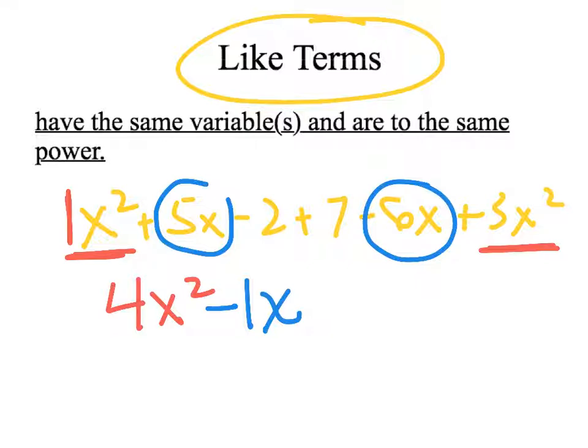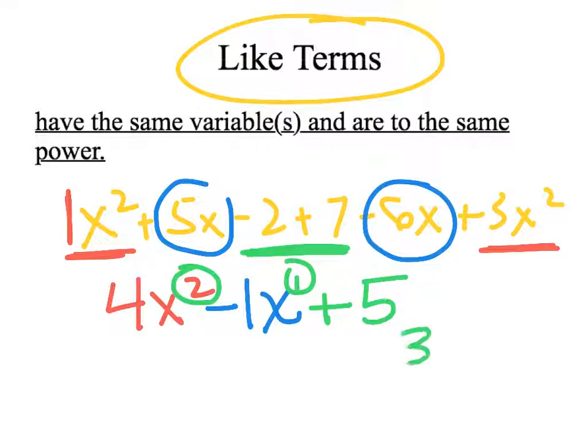And then the last thing are the constants. And 7 and negative 2 is plus 5. So now we have 4x squared minus 1x plus 5. They cannot be combined because the x and the x squared do not have the same power. So now we have 3 terms, simplified by combining like terms. Same variable, same power, which means they have the same exponent.